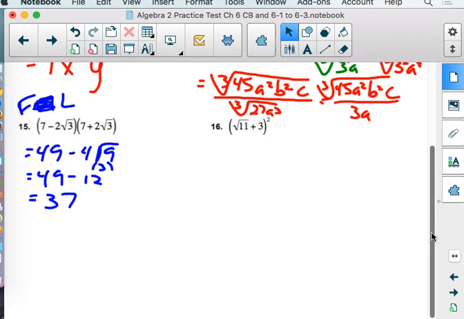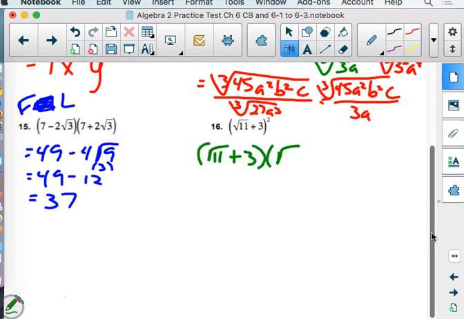16. Can we distribute that too? Nope. If there's addition or subtraction in parentheses, you can't distribute. What we have to do is write this down twice and do FOIL. Because this is not going to be a plus and a minus situation. We're going to have to do all of FOIL.